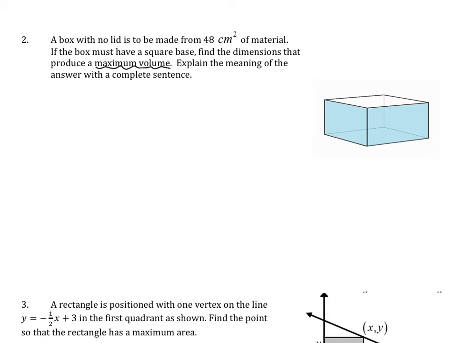Okay, let's start with what we're trying to maximize. We're trying to maximize volume. And we know volume is length times width times height. Okay, so let's look at it in terms of our problem. A box with no lid is to be made from 48 centimeters squared of material. The box is to have a square base. That square base, that's important.